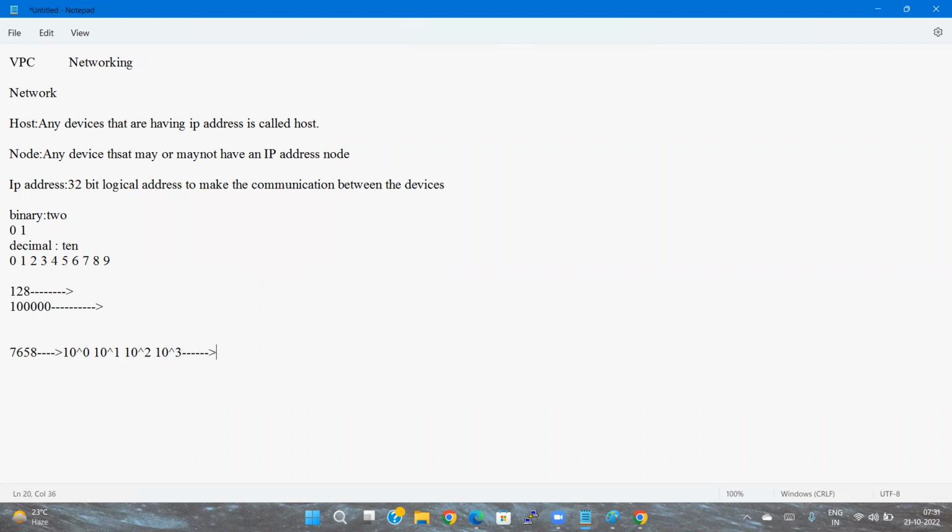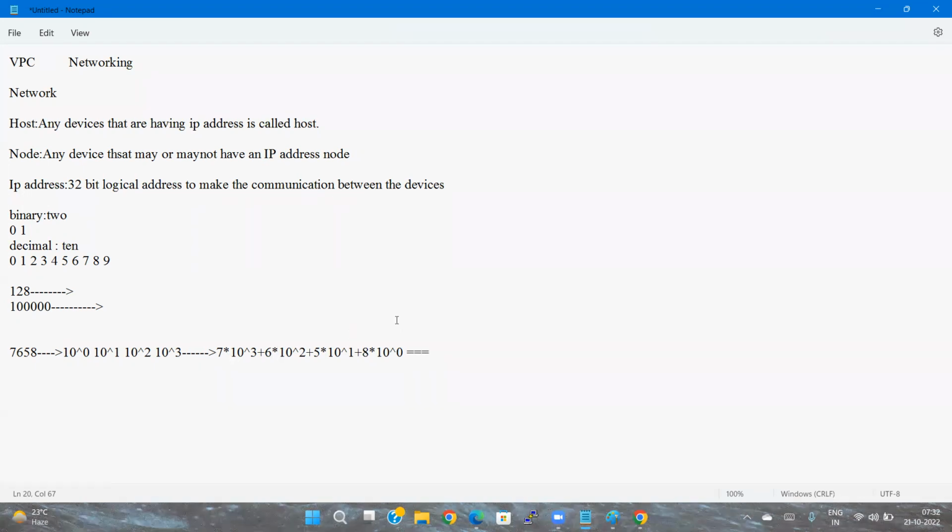So that can be written as 7 into 10 cube, plus 6 into 10 square, plus 5 into 10 to the power of 1, plus 8 into 10 to the power of 0. When you combine this, as I already said, 7 into 10 cube is nothing but 1000. 10 cube is called 1000.